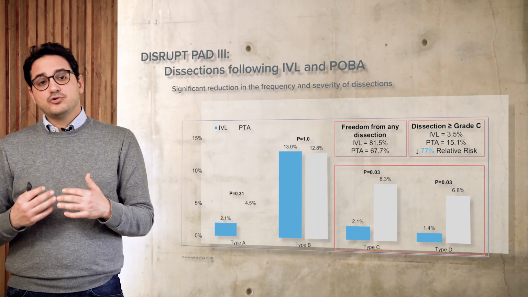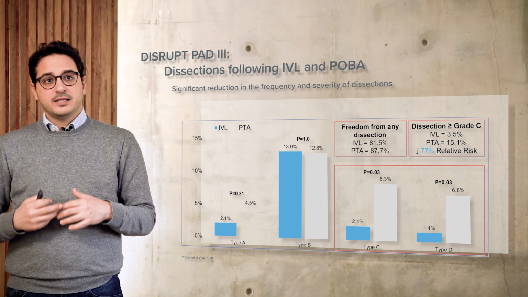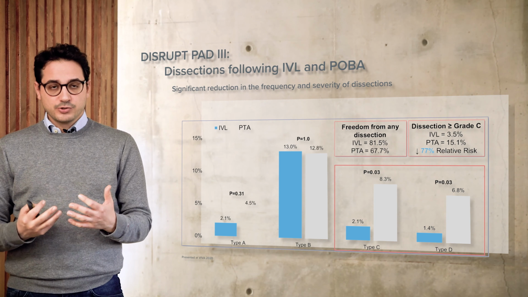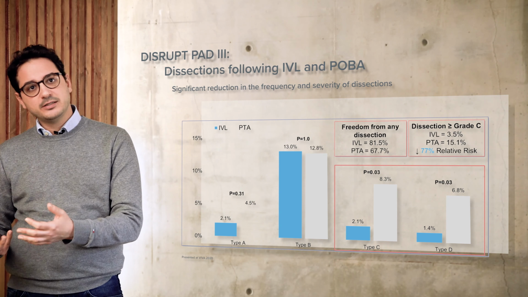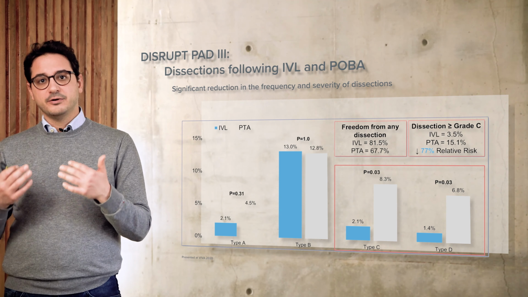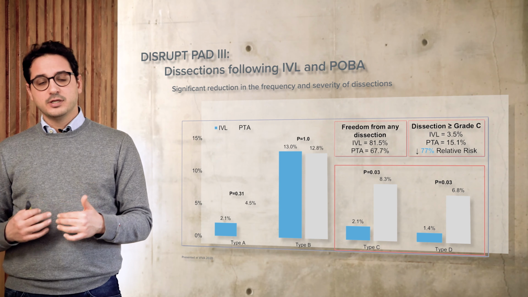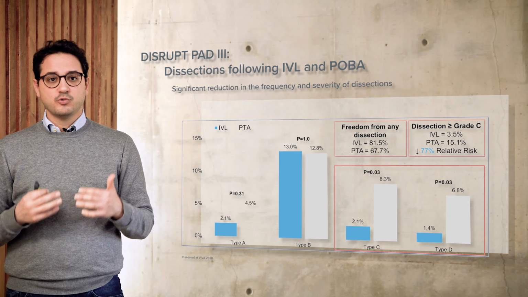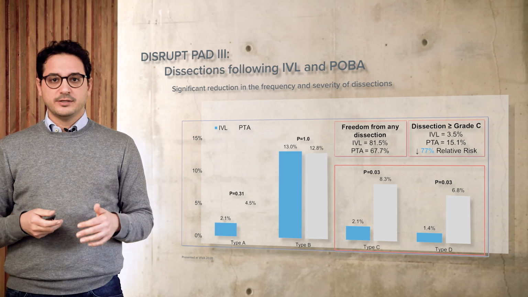Additionally, the use of the IVL catheter significantly reduced the frequency but the severity as well of dissections. As we see, we have a 77% relative risk reduction for severe dissections when we use endovascular lithotripsy.